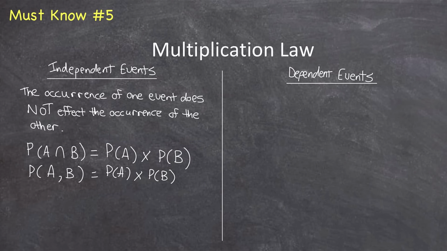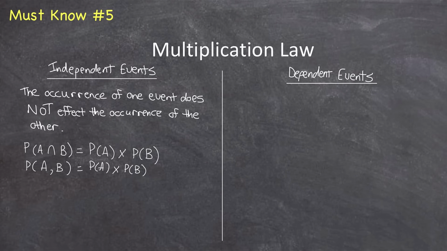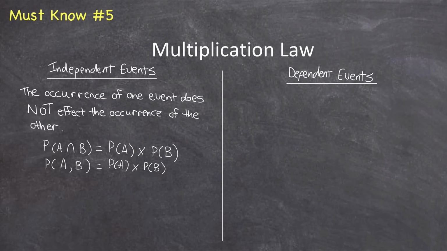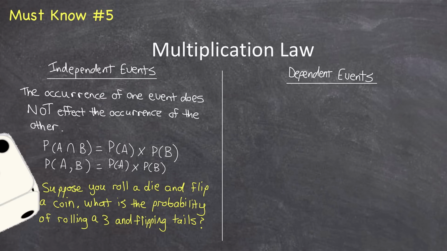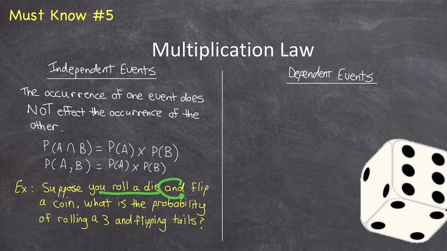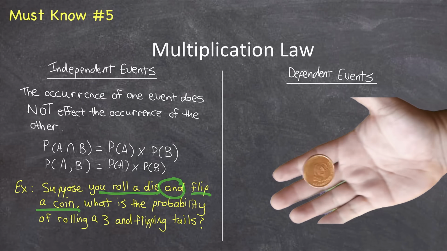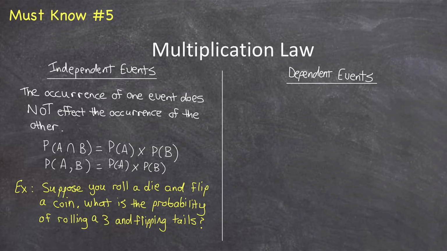Now let me just shrink this a bit and make some room for an example of how to use this multiplication law for independent events. The example says, suppose you roll a die and flip a coin. What is the probability of rolling a 3 and flipping tails? Because I want two different events to happen, I know I need to use the multiplication law to find the probability of event A and event B happening.